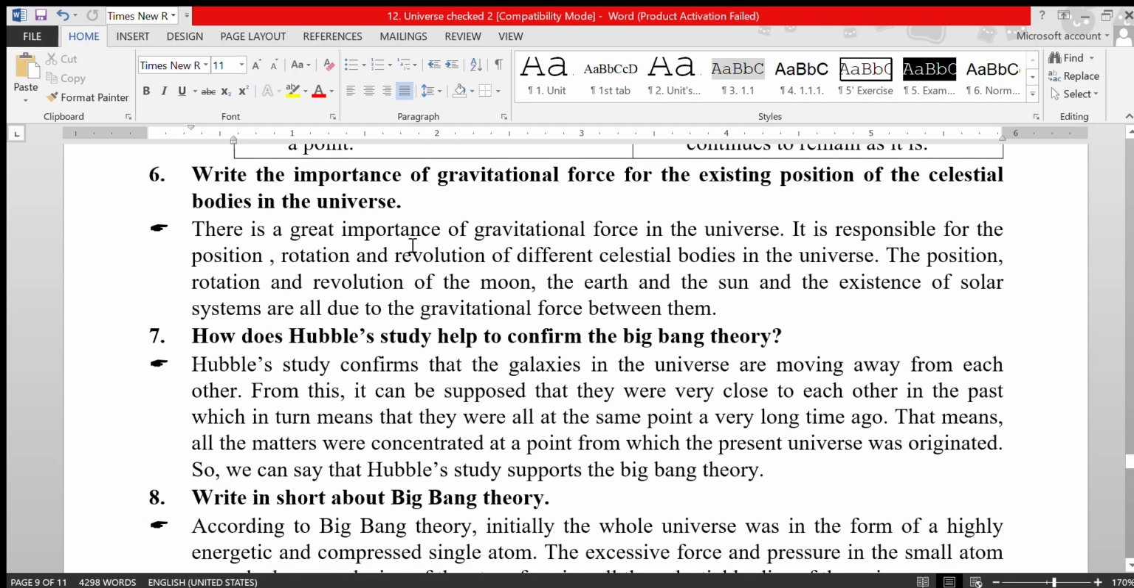There is great importance of gravity in the universe. It is responsible for the position, rotation, and revolution of all the different celestial bodies, and for the action and relation between them in the solar system.